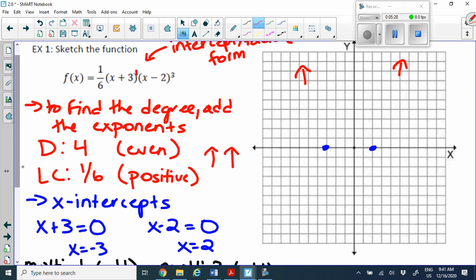Now I'm going to connect everything. So at -3, I go ahead and I cross, okay? And then from there, I need to make sure I cross once again at my x equals 2.